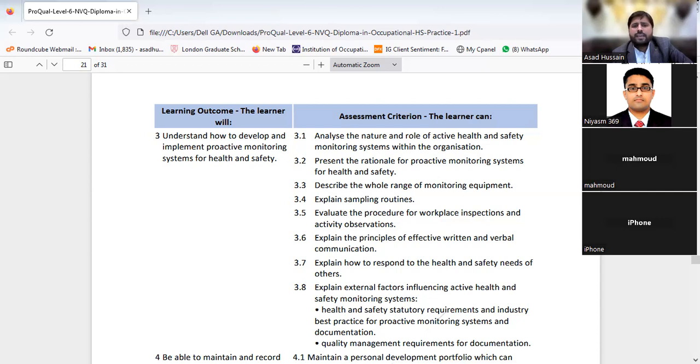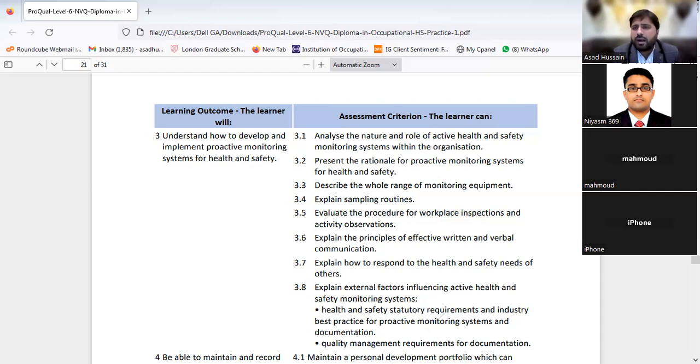Then we have 3.4, explain sampling routines. If I'm not wrong, in unit 5 I have discussed sampling. First of all, what is sampling? Many times it cannot be possible to examine a whole population of anything. So in that case, you take some samples to check that. And the sample should be relevant and random, otherwise it will not work at all.